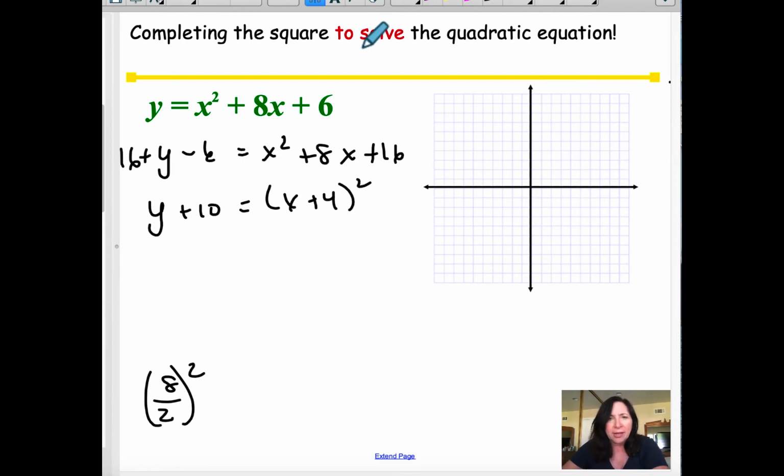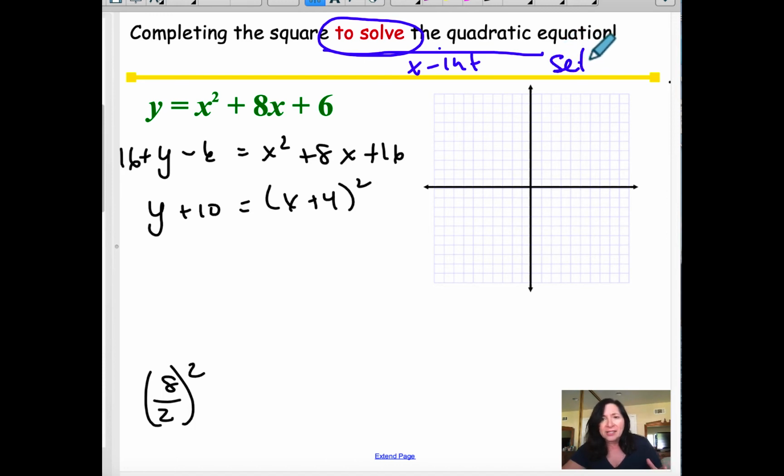However, what I'm looking for is to solve the quadratic. That means that I'm looking for the x-intercepts. And if I'm looking for the x-intercepts, that means I need to set y equal to 0. So therefore, this value, no time like the present, goes to 0. And so now what we have is 0 plus 10, which is 10. So we have 10 equals x plus 4 quantity squared.